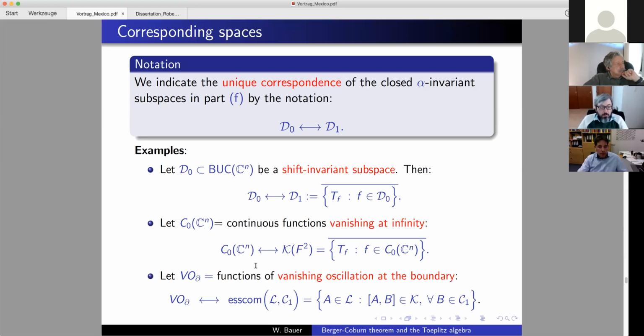Here's another one. We may take the space of vanishing oscillation functions at the boundary. Okay, that should be at infinity, which is denoted by VO delta. And the corresponding operator space is the essential commutant of the Toeplitz algebra, consisting of all bounded operators A such that the commutator [A, B] is in the ideal of compact operators for all B in the Toeplitz algebra. So we can also replace L here by the Toeplitz algebra, then it will be the same space. Okay, so these are some examples of corresponding spaces.